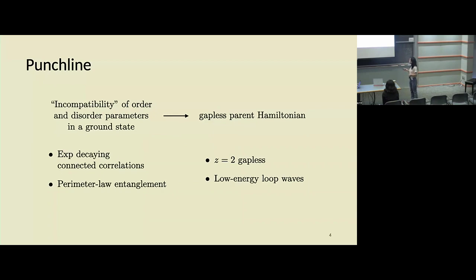And as I will show, requiring certain properties of the order and disorder parameters leads you to conclusions that sound similar to when there's an anomaly of the symmetry. But there is none, and it's just because we require certain correlation functions to be long range.